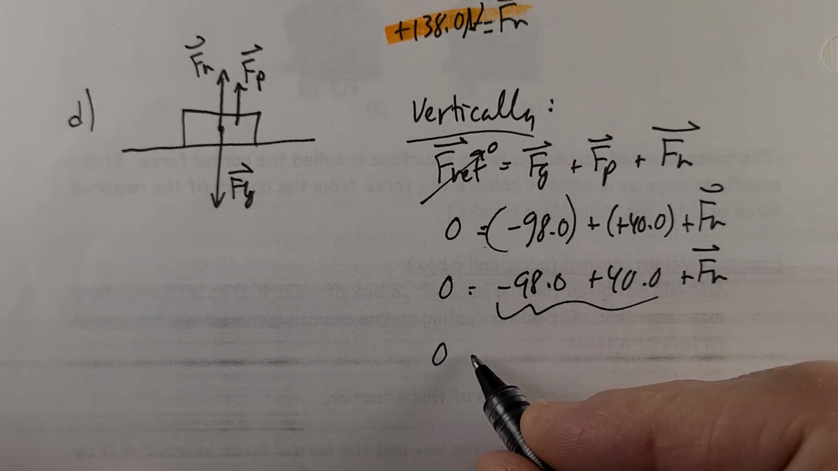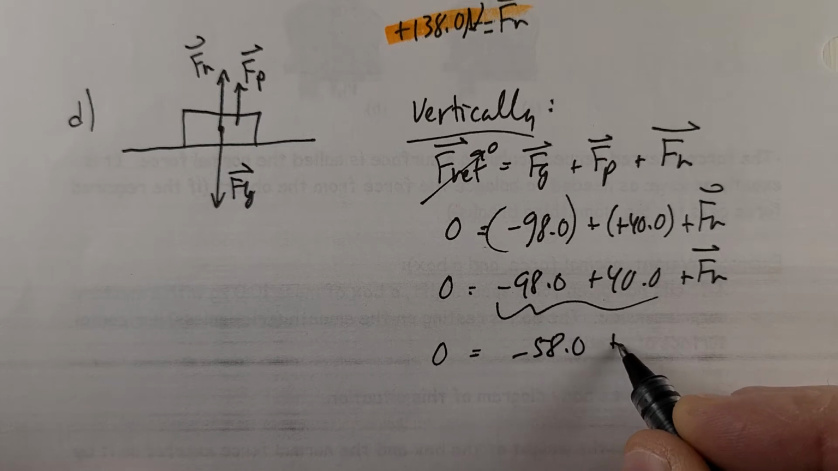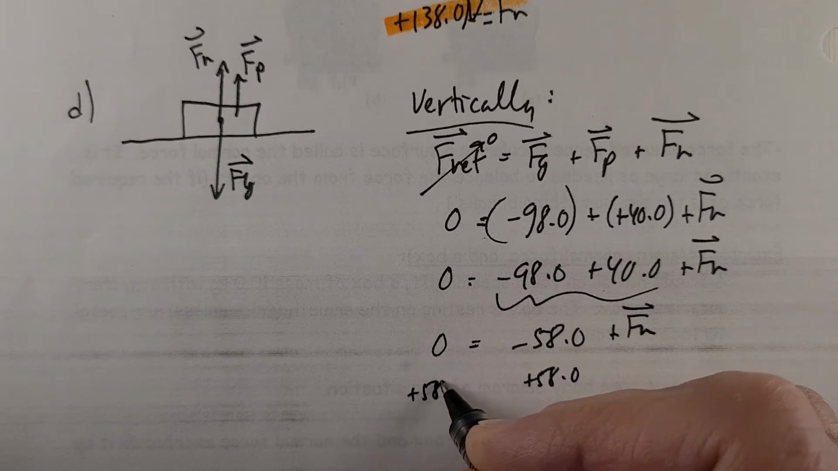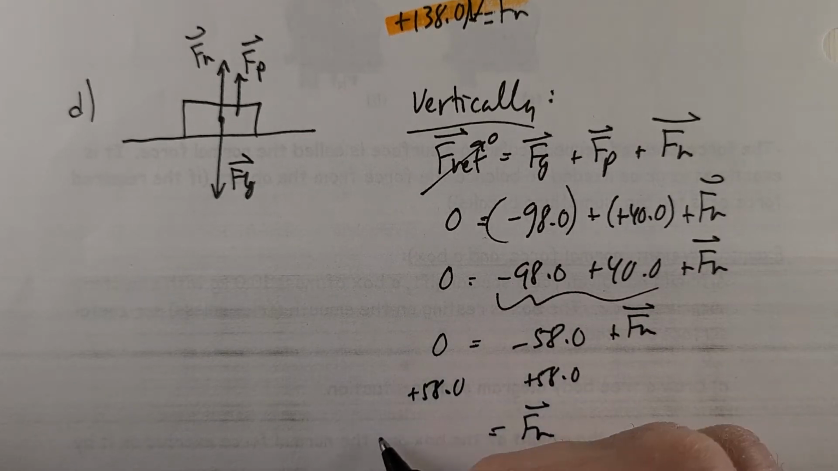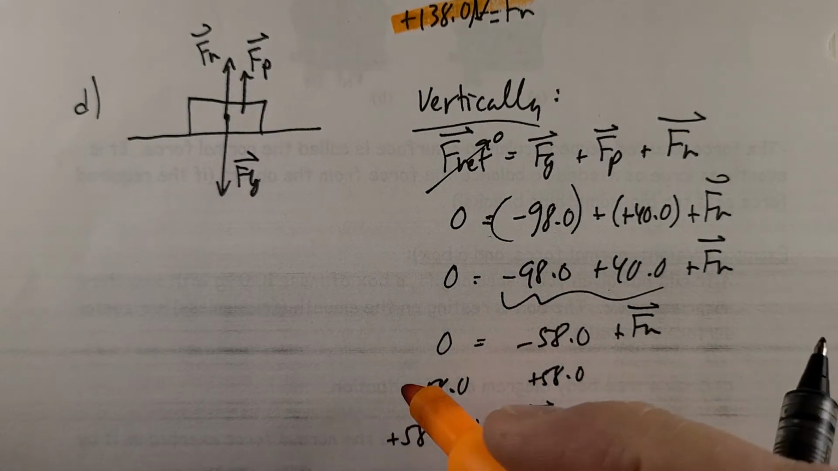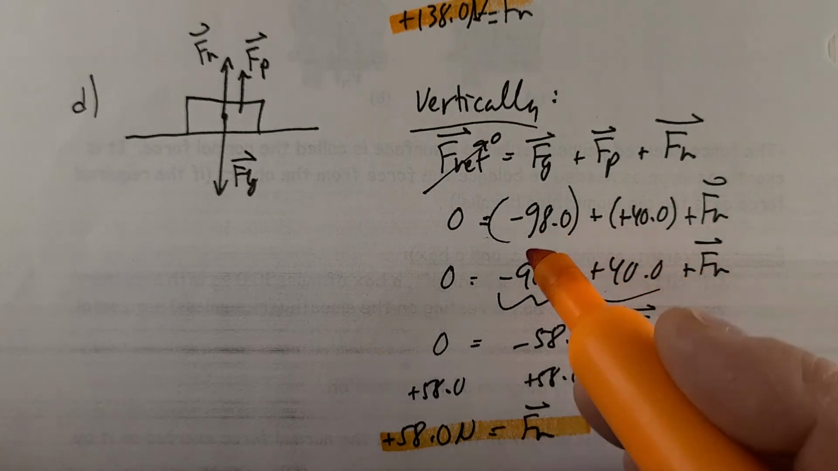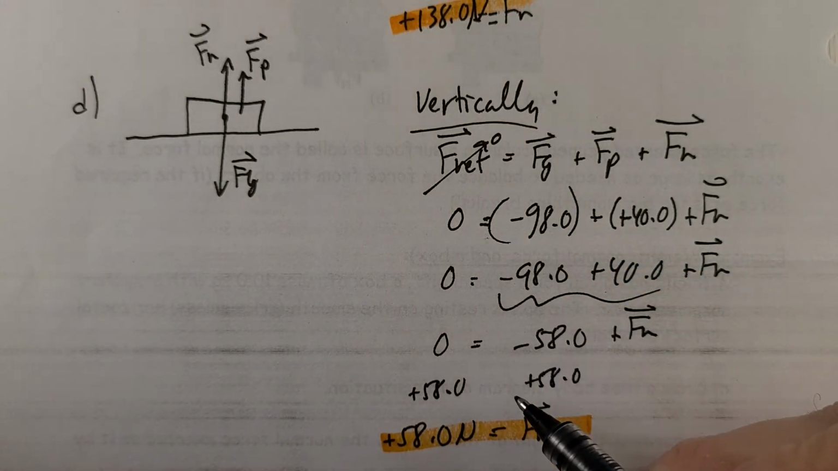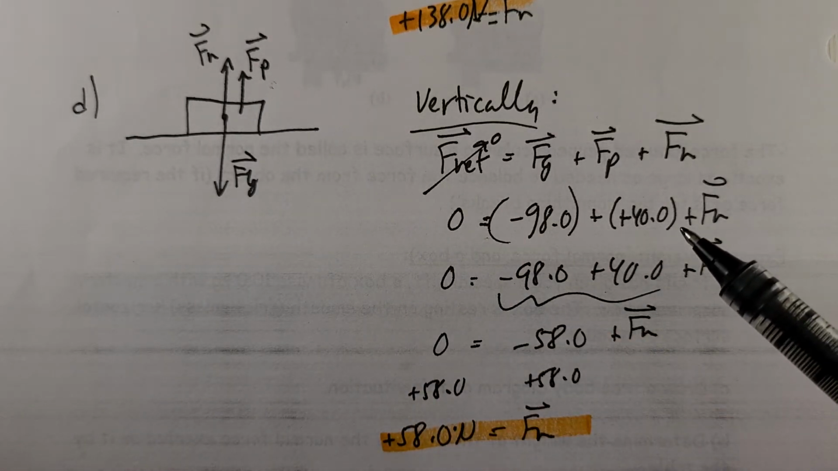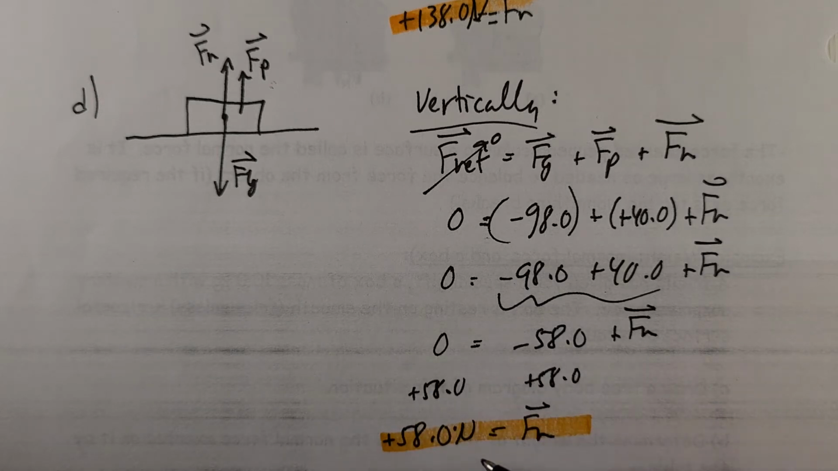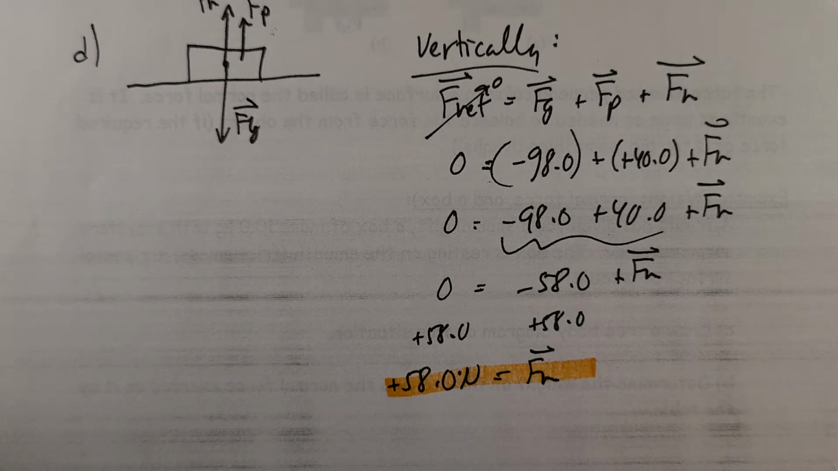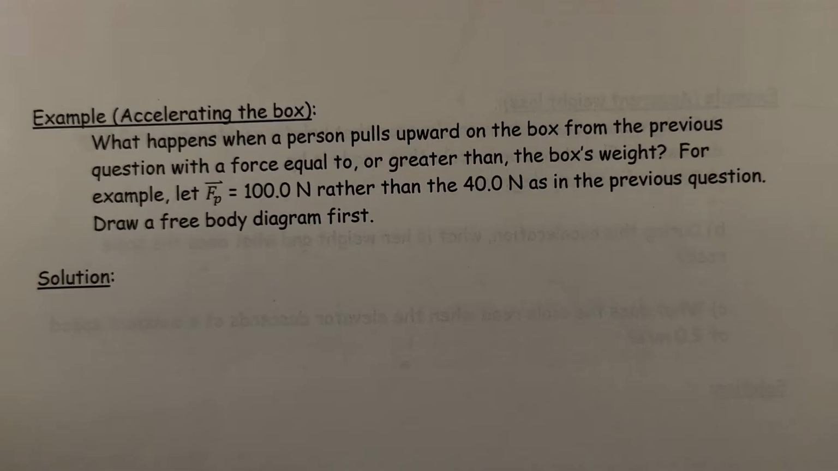Negative 98 plus 40 is negative 58. And then add 58, and look what happens here. The normal force is simply plus 58 newtons. So of course my gravitational force is negative 98. I don't need a positive 98 because I have this force here, also directed in the same direction, and I don't need as much normal force to counterbalance the weight to keep it motionless on the table. So that's how we handle that.